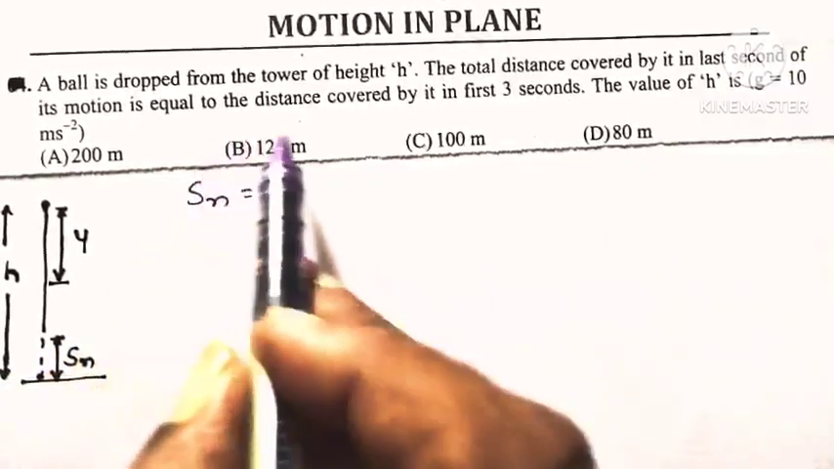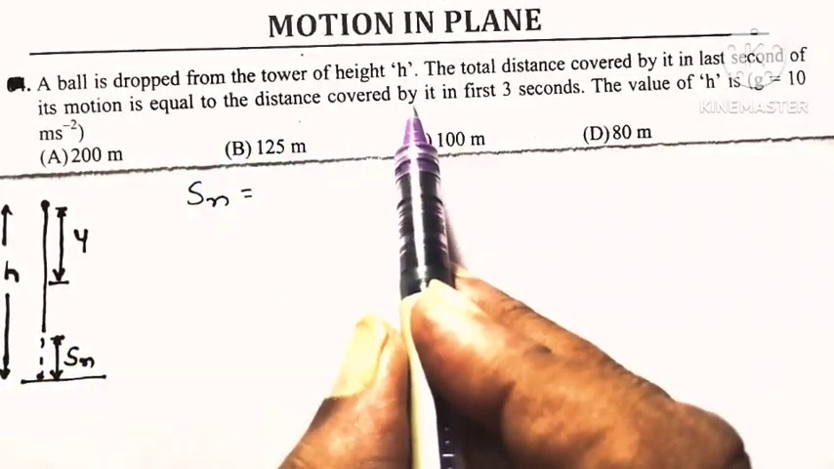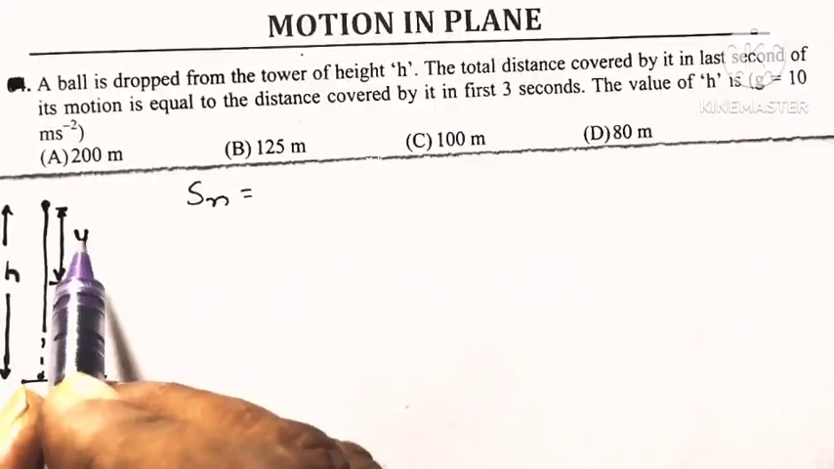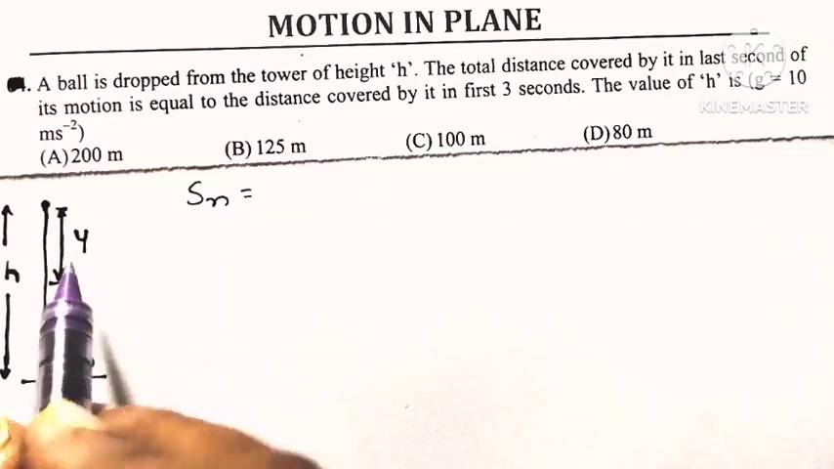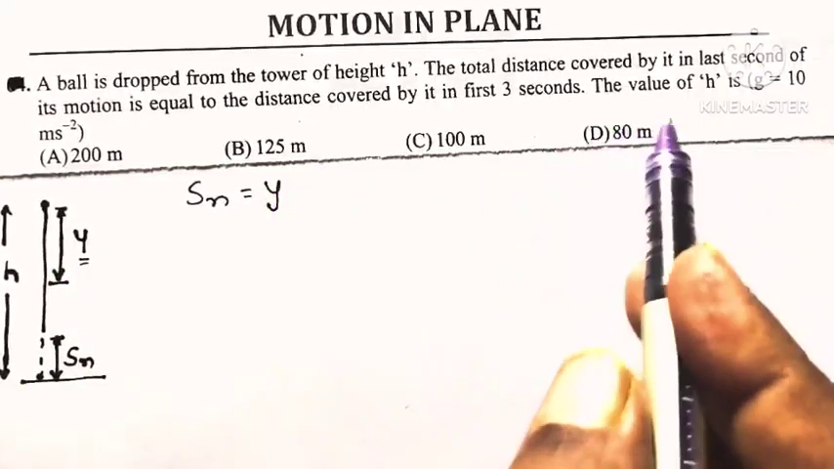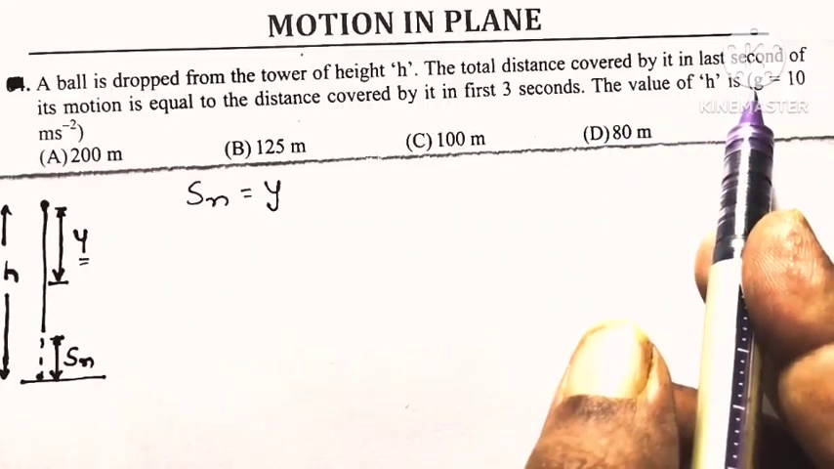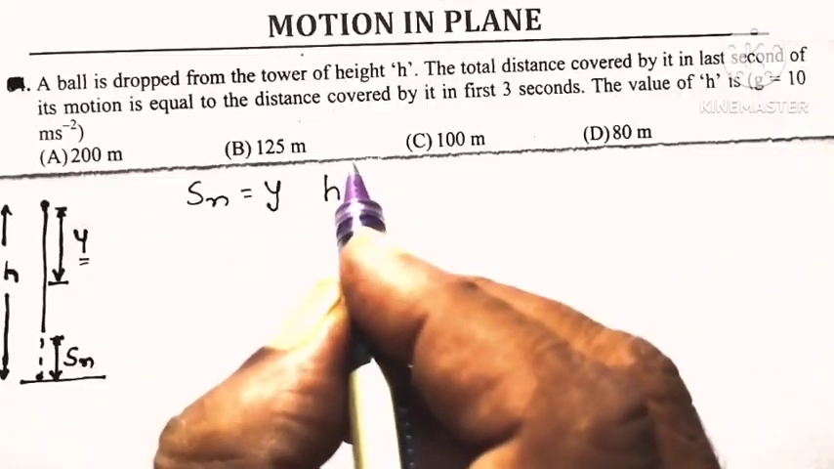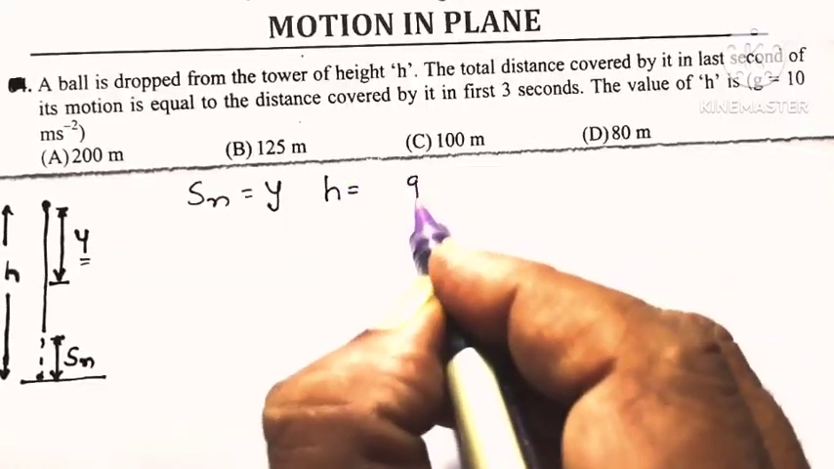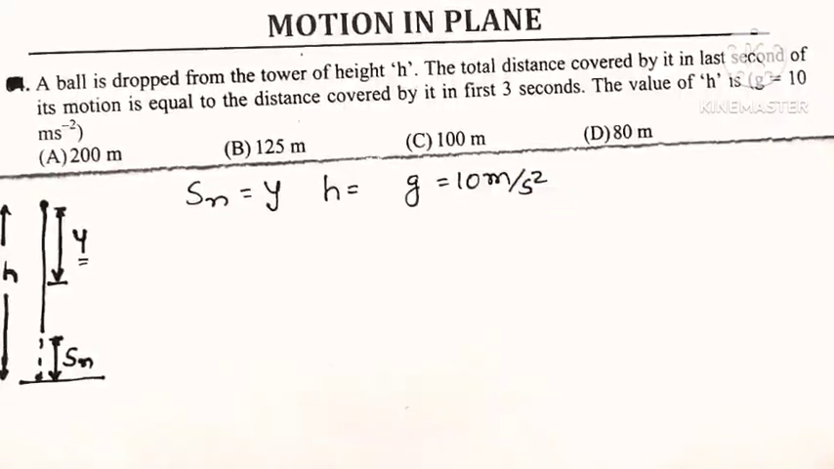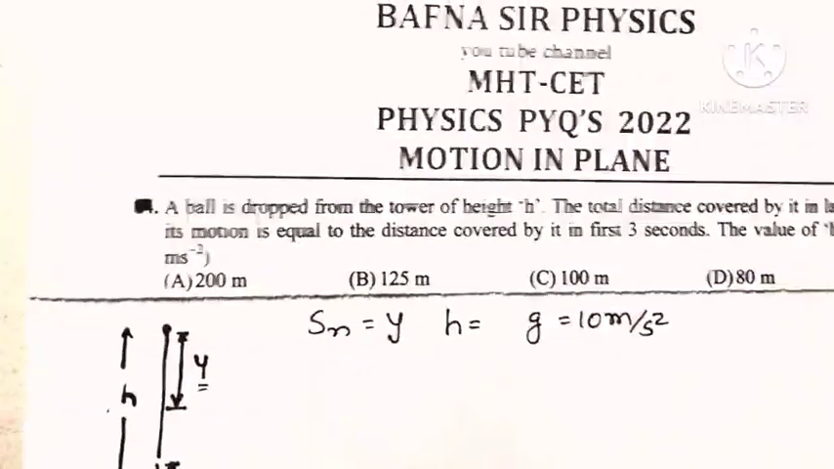is equal to what? Distance covered by that particle in the first 3 seconds. Say in the first 3 seconds that particle covers a distance equal to y. So Sn is equal to y, is given. Then the value of h we have to find out, and the value of g is given as 10 meter per second square.